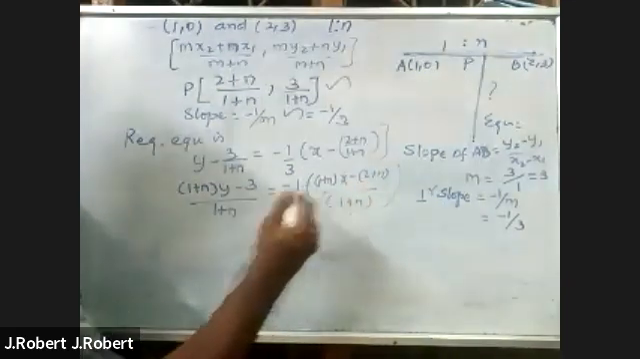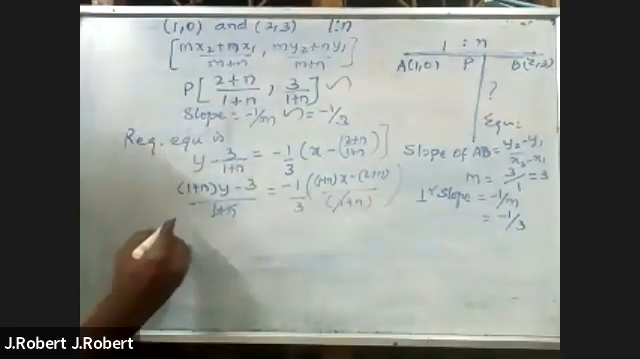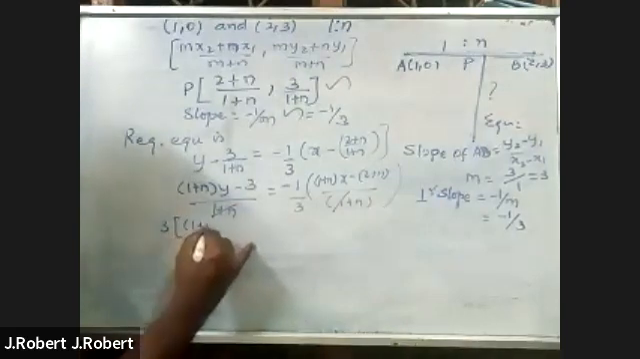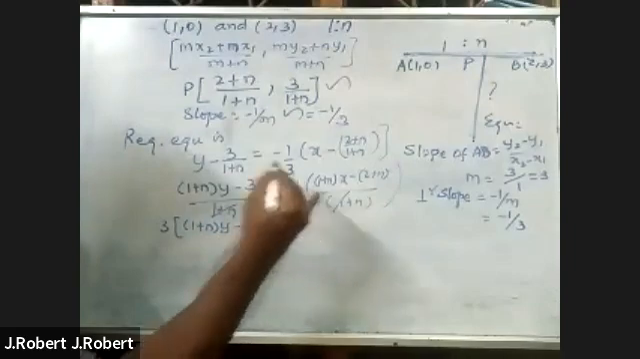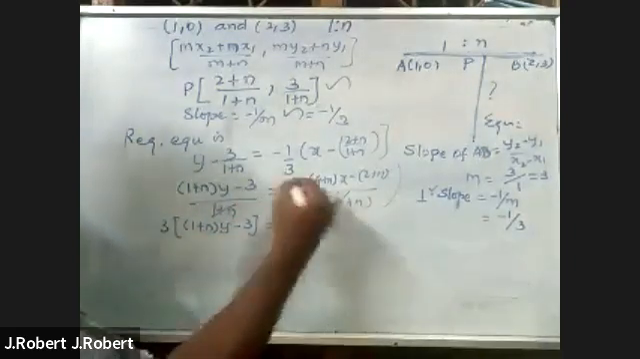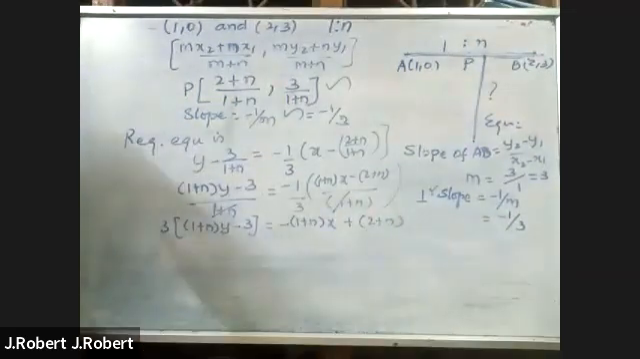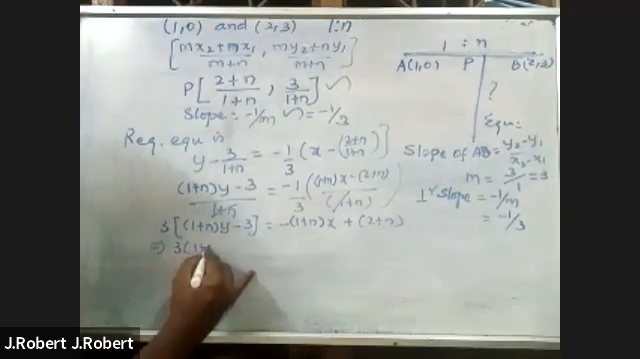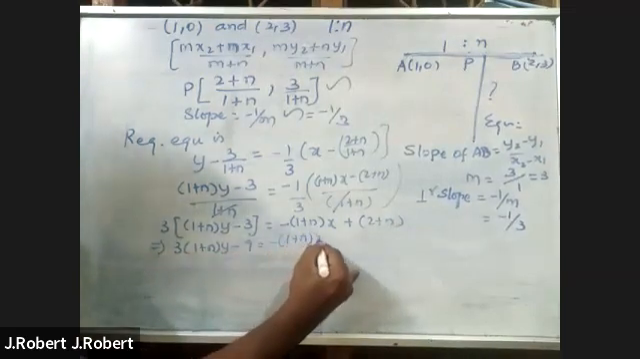Here the 3 stays as it is, and the (1 plus n) on both sides gets cancelled. Now I am going to multiply: 3 into ((1 plus n) into y minus 3) equals minus of ((1 plus n) into x minus (2 plus n)). Now multiplying, 3 into (1 plus n) into y minus 3: 3 times 3 is 9, minus (1 plus n) into x.